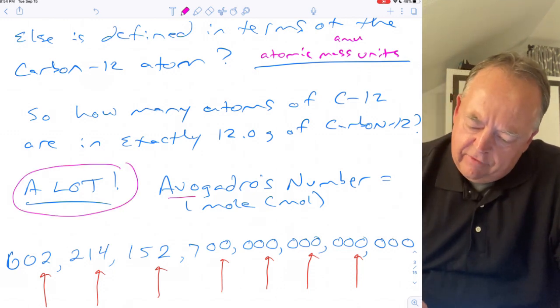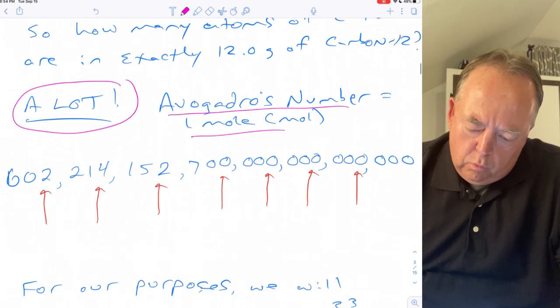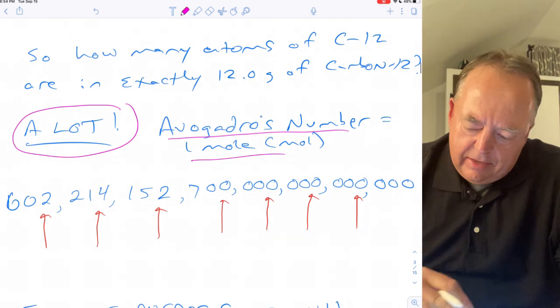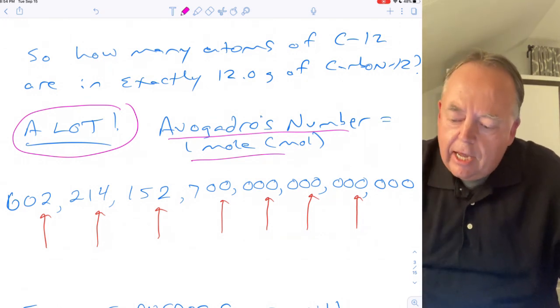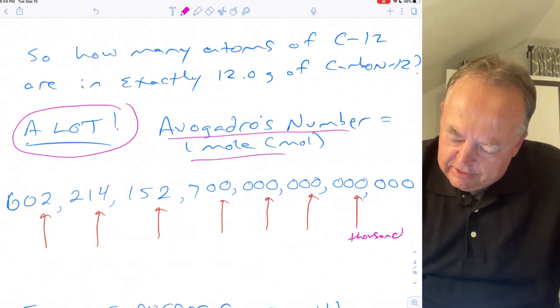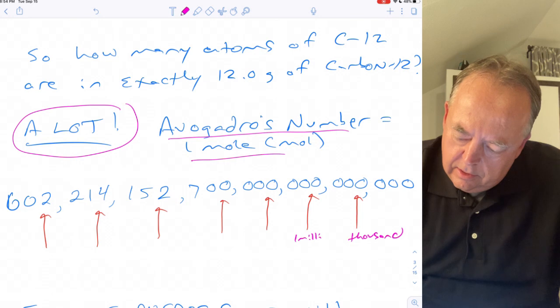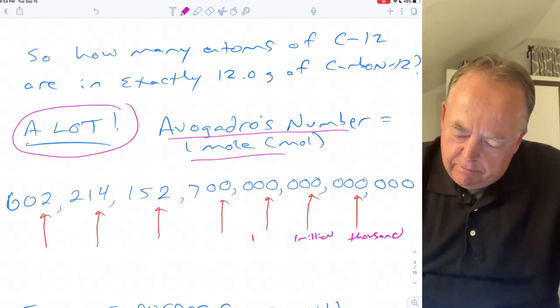So it's what's known as Avogadro's number. Avogadro's number is 1 mole of something, and 1 mole of anything is this. This is how many carbon atoms are in exactly 12 grams of carbon-12. So it's a staggering number, right? So this is 1,000. So this would be 1,000,000. And after 1,000,000, this would be 1,000,000,000.